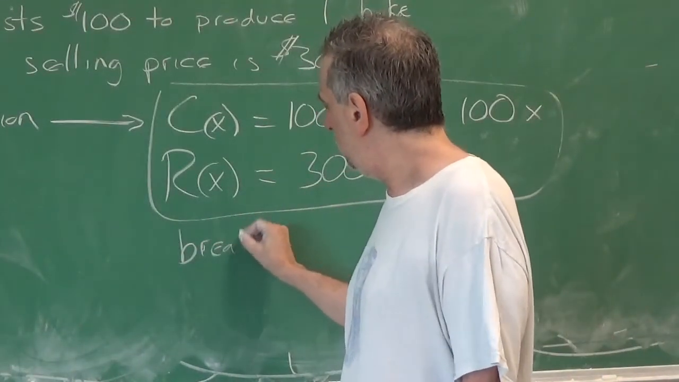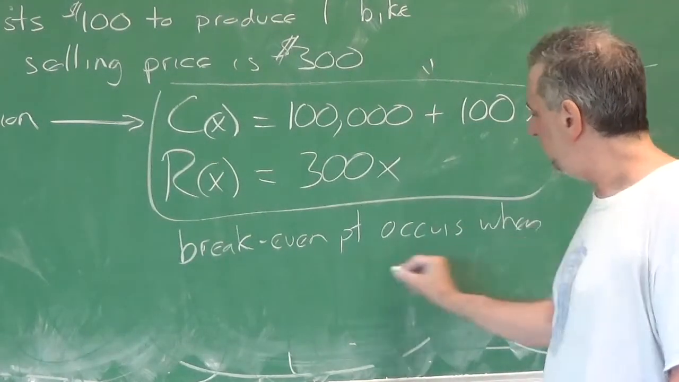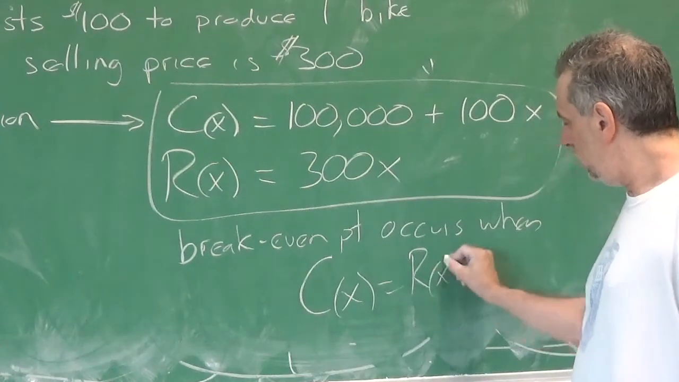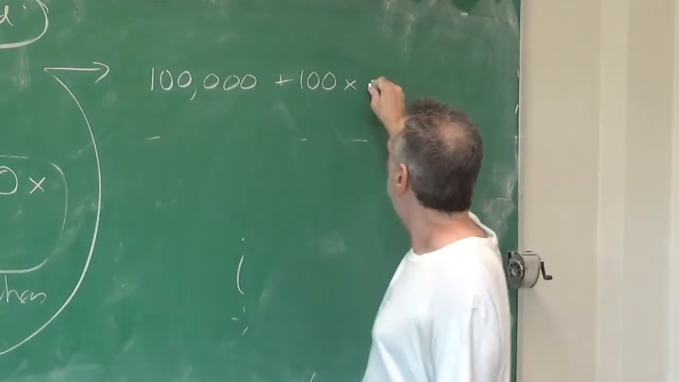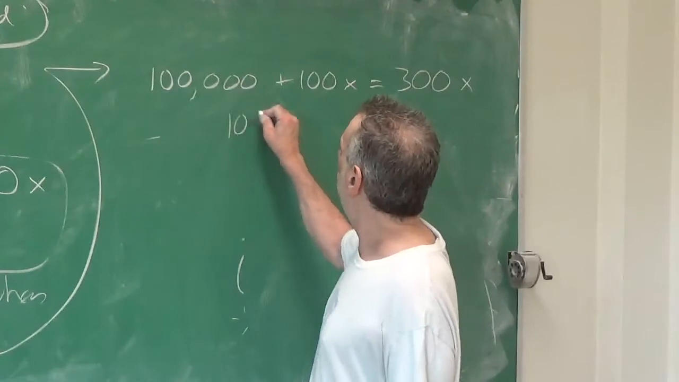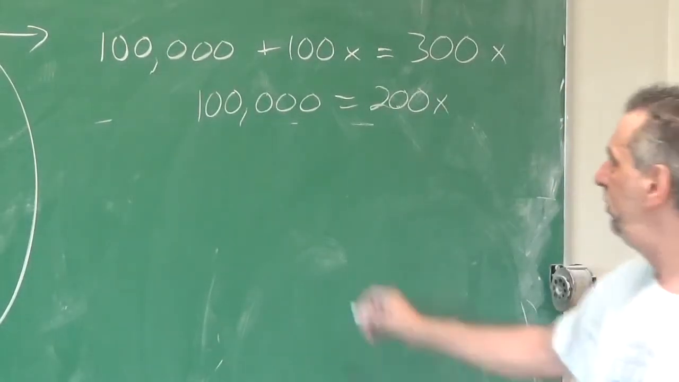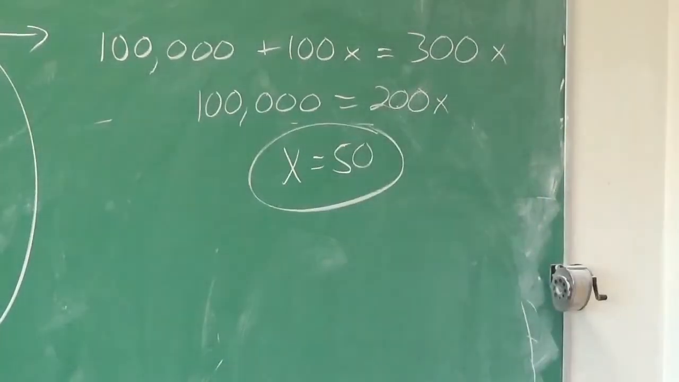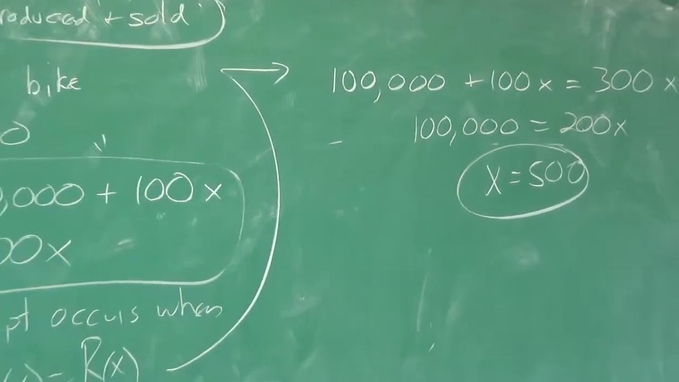So break-even occurs when the cost equals the revenue. We set those equal to each other and solve. 100,000 plus 100x equals 300x. And that's hopefully pretty easy to solve. We isolate the x's, subtract 100x from both sides, and that looks like, what, 50? Right, is that right? No, 500. So we've got to produce and sell 500 bikes in order for this business to start making a profit. And that is the break-even point.